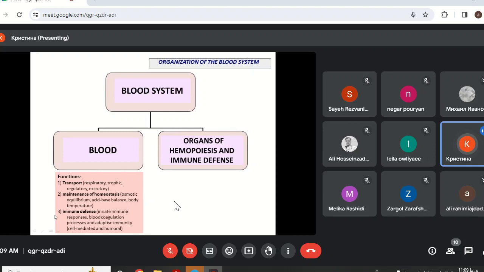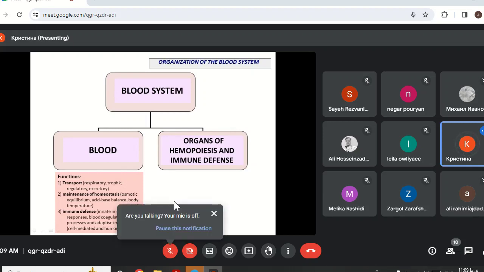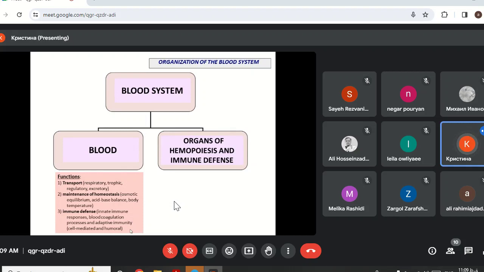And the third function of blood is immune defense, which includes innate or non-specific immune responses, the blood coagulation process, which includes clotting of blood when the blood vessels are damaged, and also adaptive immunity, cell-mediated and humoral. Specific immunity against specific bacteria and viruses. This is performed with the help of cells of blood.